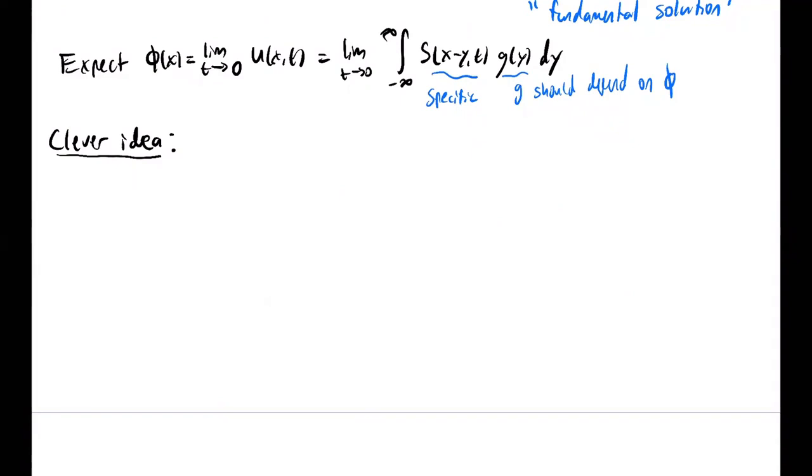And so if you have to spend some time absorbing what's going on, that's completely normal. The big idea here, which is this big jump, is to suppose that my source function S is given by the derivative with respect to x of another function Q, where Q is some other solution.